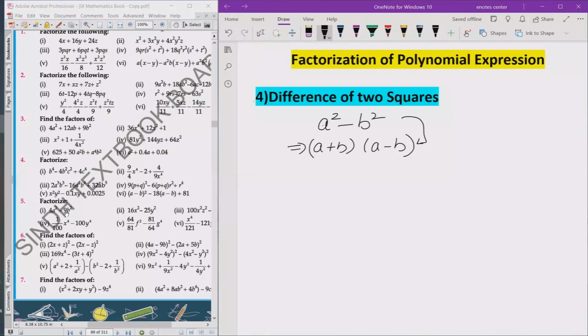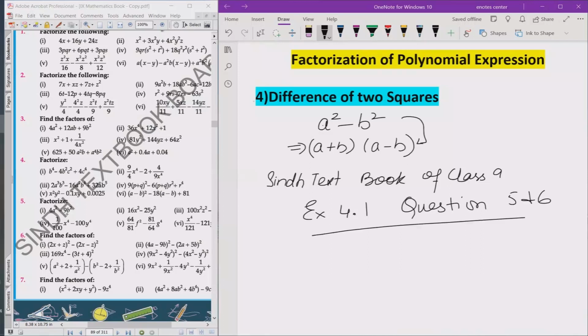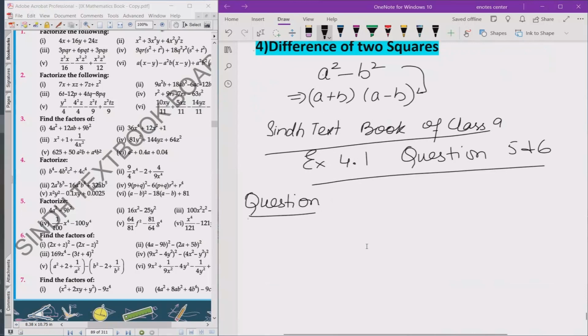Now we will follow the same class 9 syntax book, exercise 4.1, questions number 5 and 6. But you can follow any other book because the method is the same, only the questions may be different. First we have the factorization in question number 4. Here we will solve a few questions, question number 1 and question number 4, because questions 2, 3, 5 and 6 are similar to question number 1 and 4.